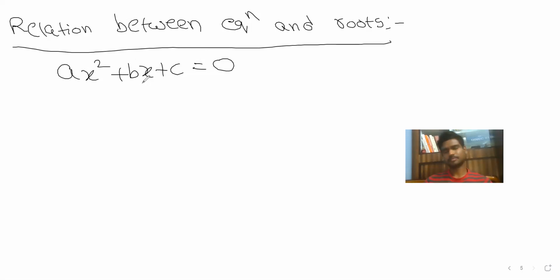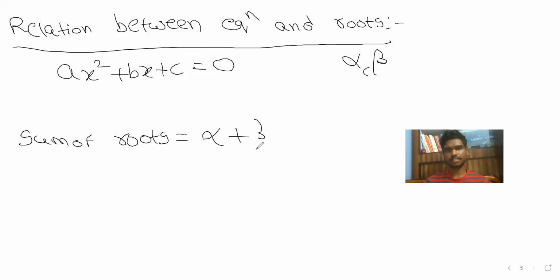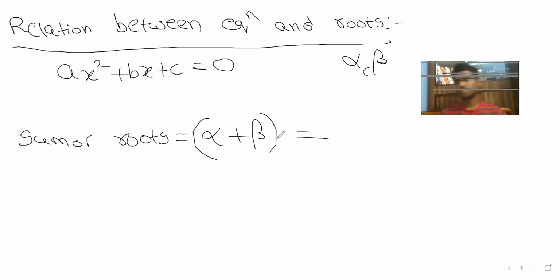Now, there is a proof for this also, but first we will learn this. The sum of roots. So what are the roots over here? Alpha comma beta, right? So the sum of the roots. Sum is addition of the roots, that is alpha plus beta, right? Since we need to find the relation between the roots and the coefficients, first we are finding the sum.